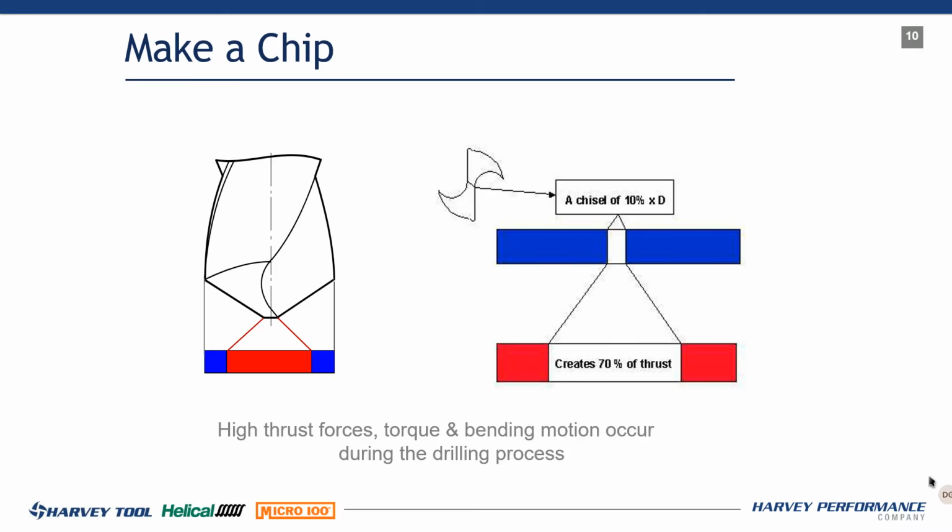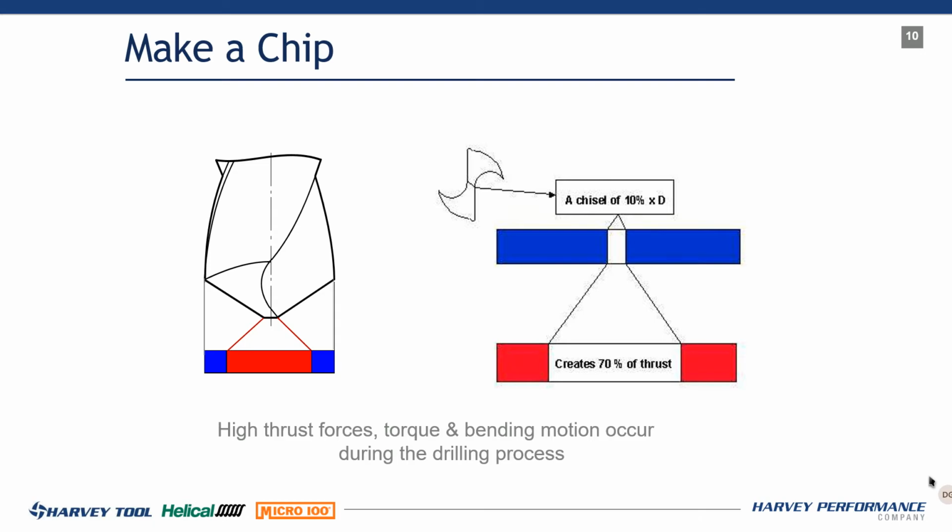As we're making this chip, high thrust forces, torque, and bending motion occur during the drilling process. We're putting thrust on this. There are two things with a drill: thrust force and torque. Those are the two things we're looking at. We have a lot of thrust force generated from the chisel, and a lot of torque generated from the cutting edge. If you look at this picture, a chisel of 10% creates 70% of the thrust force.